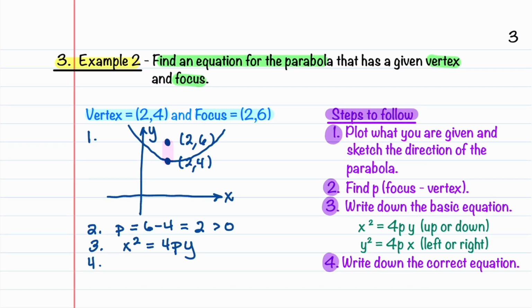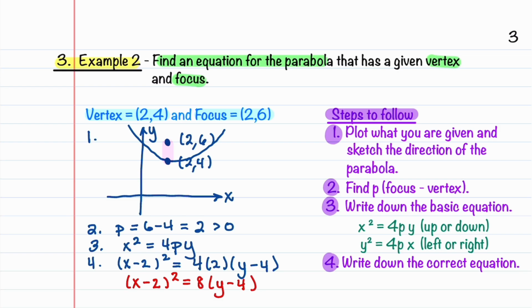We're going to change the x squared to x minus 2 quantity squared to account for the vertex. And then we have 4 times p, which is 2. And then we have y minus 4. This gives us the equation x minus 2 quantity squared is equal to 8 times y minus 4. And that's the equation of our parabola.